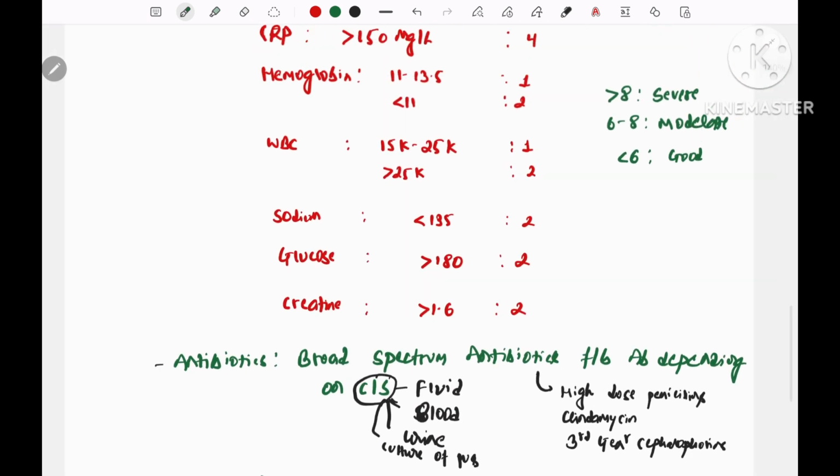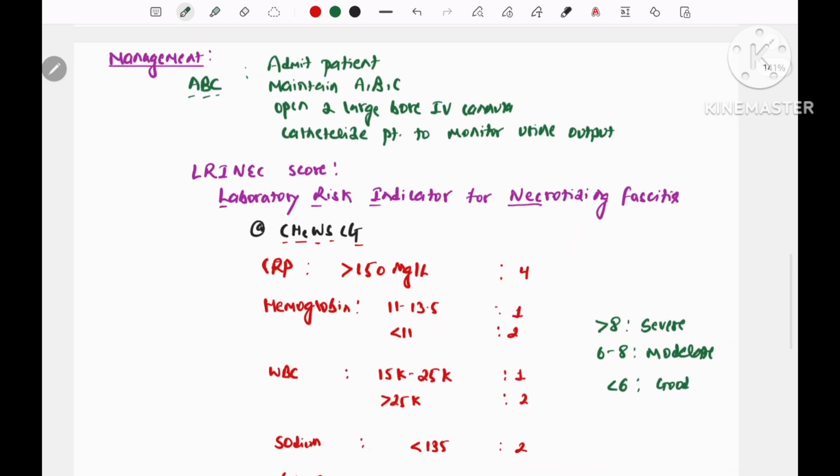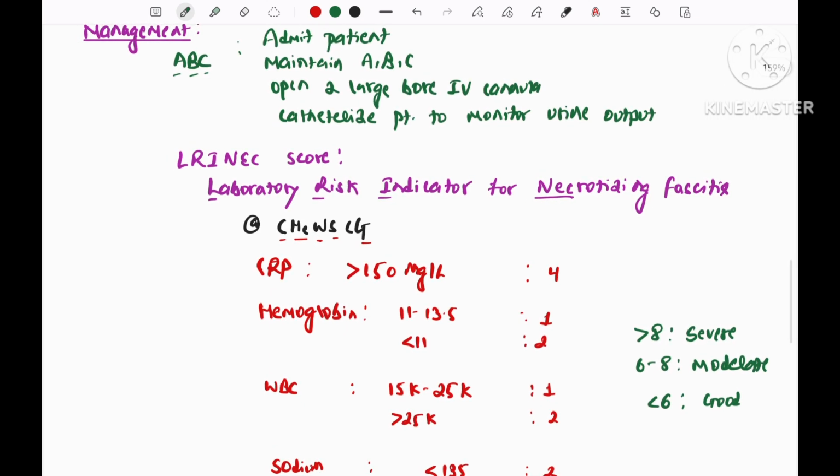And during the management of this necrotizing fasciitis, during resuscitation, if the airway cannot be maintained by simple maneuvers, then we have to also do ET tube intubation. Similarly, IV fluids and blood transfusion can be necessary. And hyperbaric oxygen is also given, with 100% oxygen at 2 to 3 atmospheric pressure, which helps in reducing the mortality to 10 to 20%.